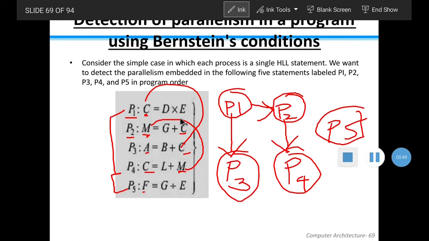Now we will check output dependence. First we check with P1. P1 output is C, and if you check the next statements, in P4 also we are using C as output. So P1 and P4 have output dependence, so you draw it with a bubble arrow mark.